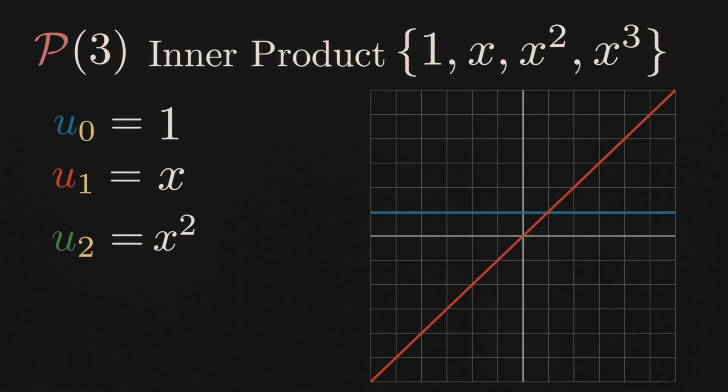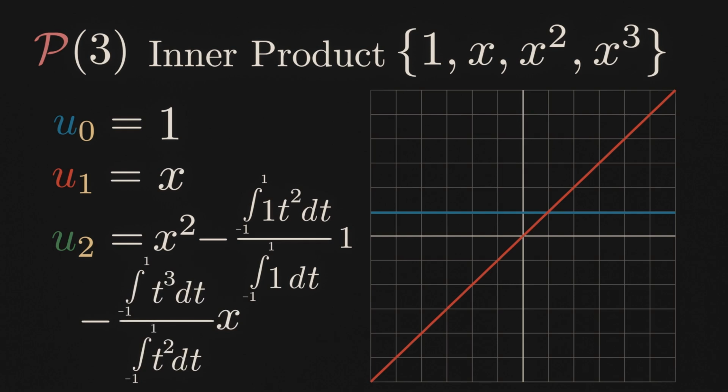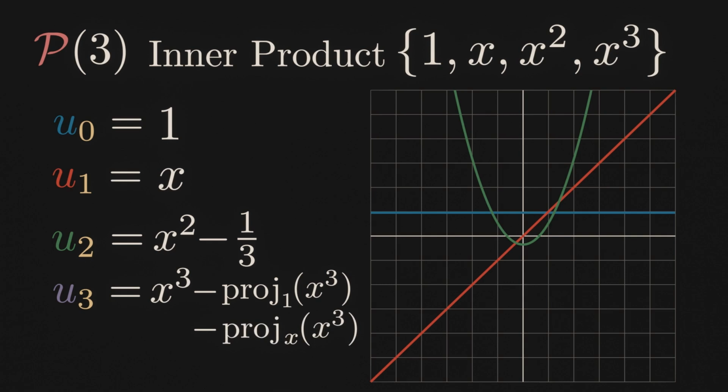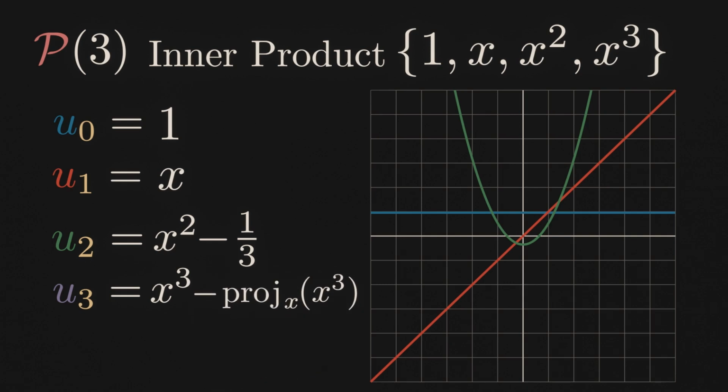Next, we repeat this for x squared. It will be x squared minus x squared projected onto 1, and x squared projected onto x. Working this out, we get x squared minus 1/3. Finally, for our last vector, we will take x cubed minus x cubed projected onto 1, projected onto x, and projected onto x squared minus 1/3. These two are 0, so in the end, we get x cubed minus 3/5 x. Now, we have gotten an orthogonal basis.